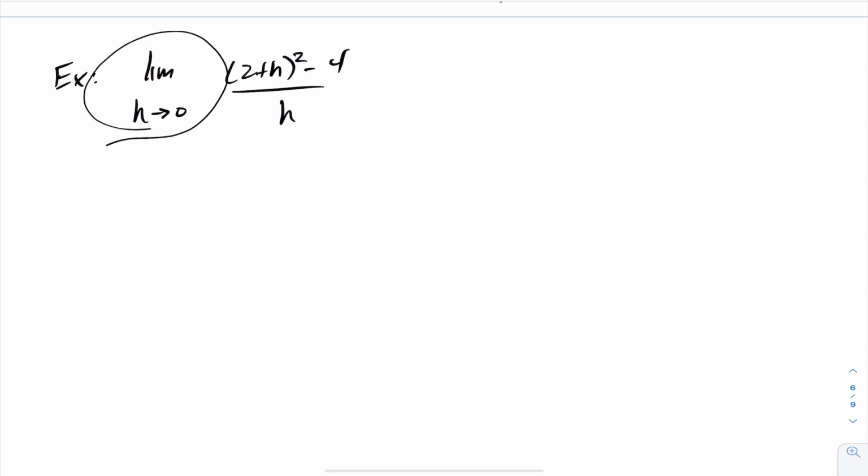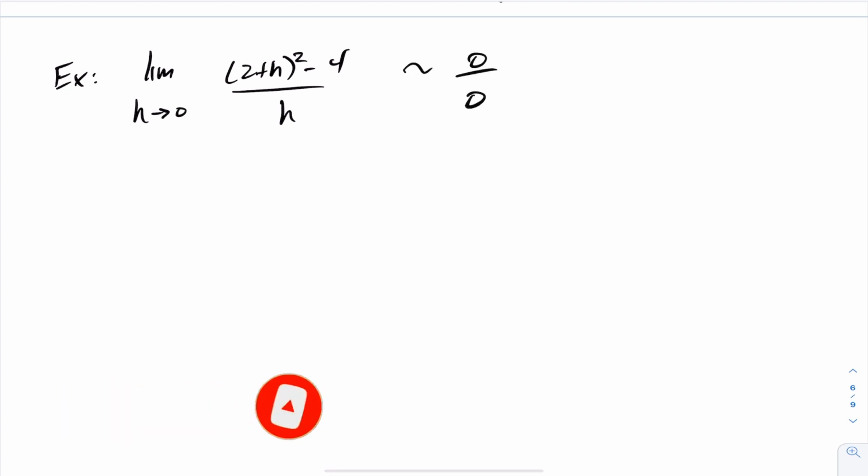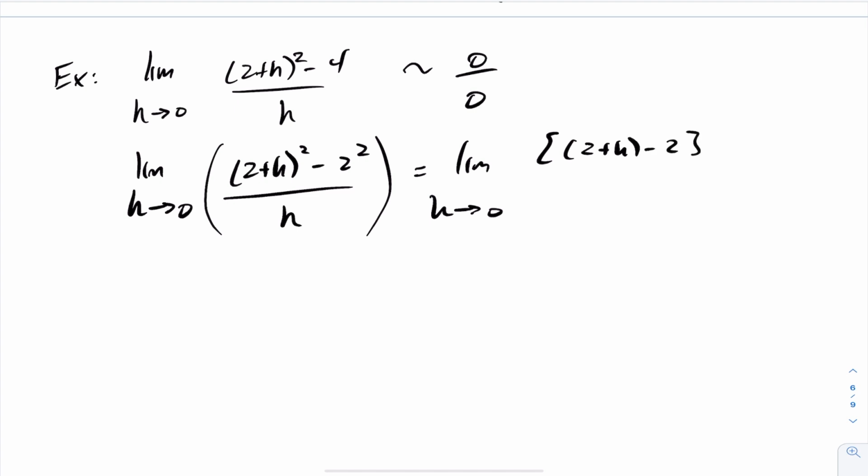I'm taking the limit as h goes to 0. As h is approaching 0 here, you'll notice we end up once again getting that indeterminate form. And when that happens, now this becomes a question of factoring. Well, how can I factor this? Well, this is the limit as h goes to 0. I can rewrite the 4 as a 2 squared, divided by h. And in this case here, it's a limit as h goes to 0. We have difference of squares in the top, so we have 2 plus h minus 2, 2 plus h plus 2, and the whole thing over h.